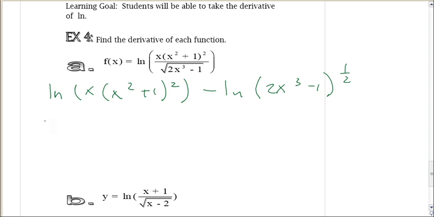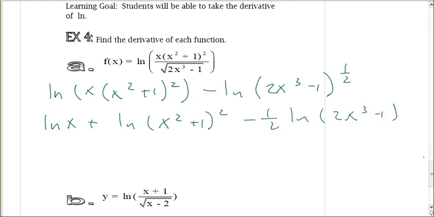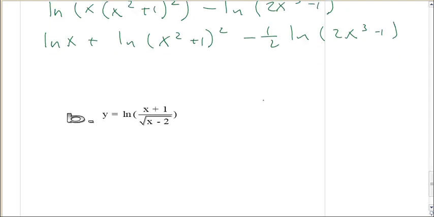I can rewrite the first one again. ln of x plus ln of x squared plus 1 all squared, and then I can bring the exponent down. That makes 1/2 ln of 2x cubed minus 1. We're still in great shape. Okay, so if I bring down the exponent here, I can start taking the derivative.